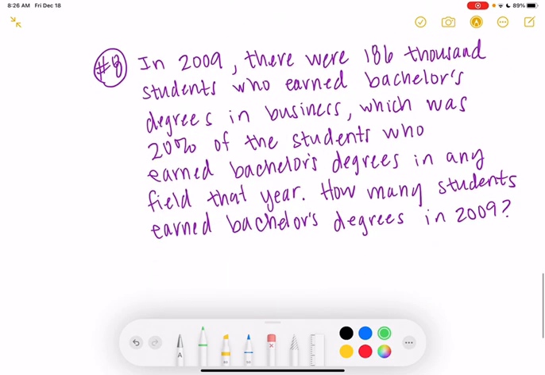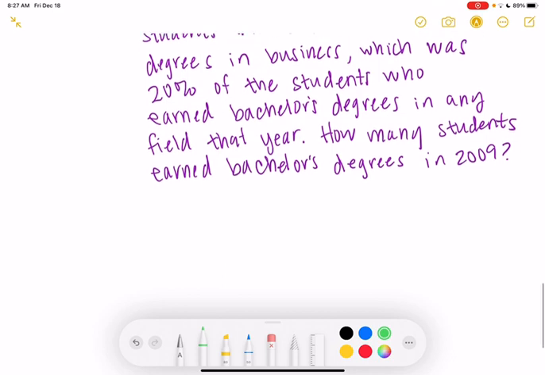All right, we have a long story problem here. This is the last thing that we're going to do today, okay? So we're almost done. So what we have here is in 2009, there were 186,000 students who earned bachelor's degrees in business, which was 20% of the students who earned bachelor's degrees in any field that year. So how many students earned bachelor's degrees in 2009? Okay, so there's like some big number of all the bachelor's degrees that we don't know what that is. But we know that 20% of whatever that big number was equaled out to be that 186,000.